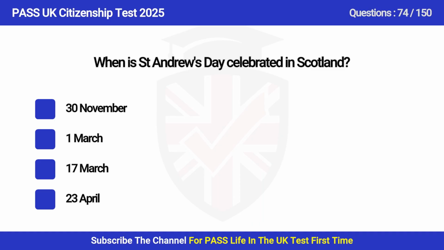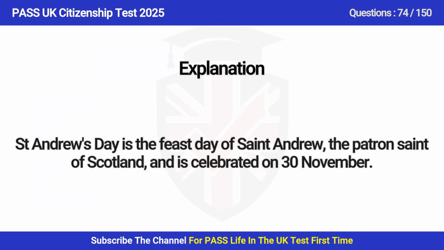Question 74. When is St. Andrew's Day celebrated in Scotland? A. 30 November, B. 1 March, C. 17 March, D. 23 April. Answer is A. 30 November. St. Andrew's Day is the feast day of St. Andrew, the patron saint of Scotland, and is celebrated on 30 November.